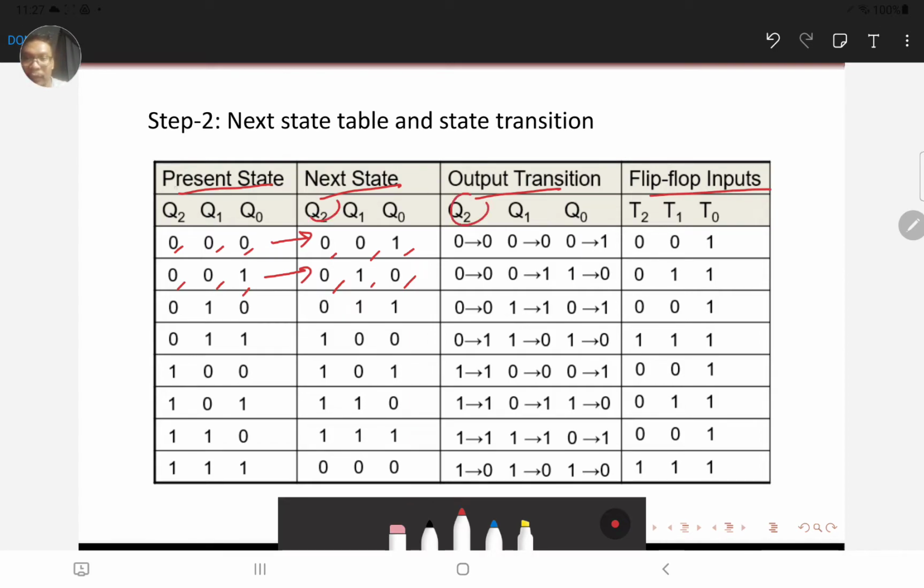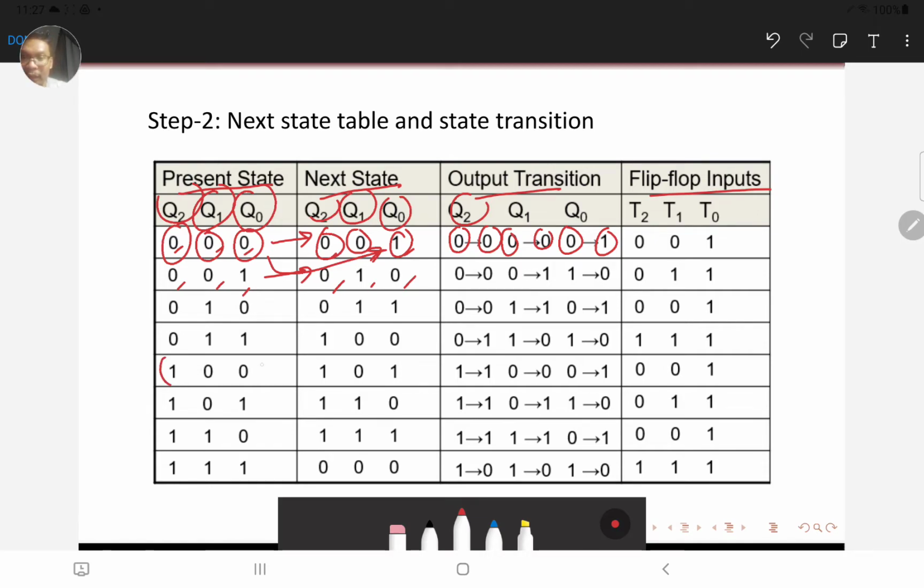For Q2, the transition is actually 0 to 0. Okay, and for Q1, the transition is 0 to 0. Okay, and finally for Q0, we have a transition from 0 to 1. Okay, so we have a 0 to 1 transition. Let's look at another example here.